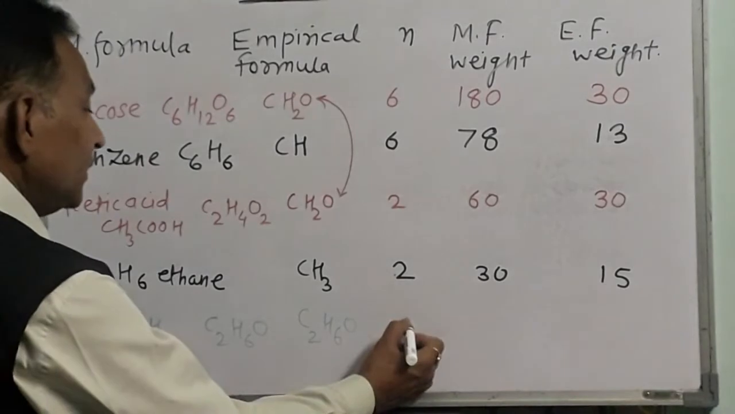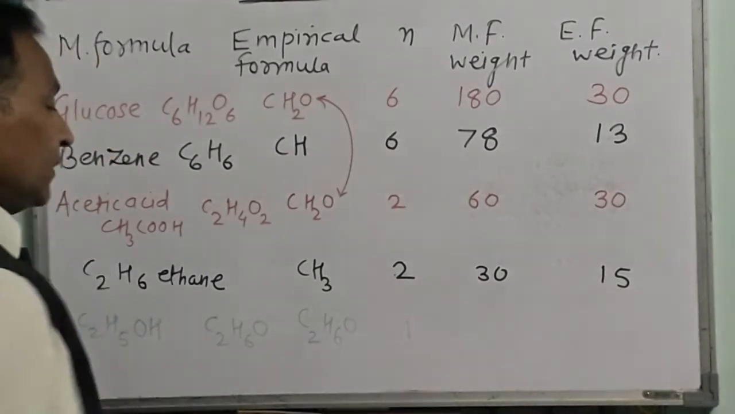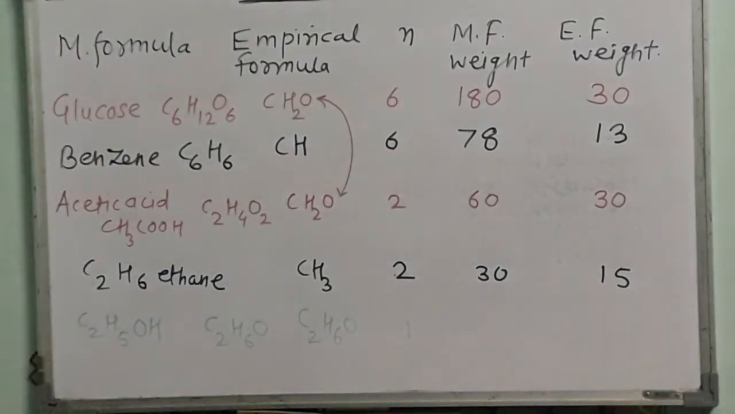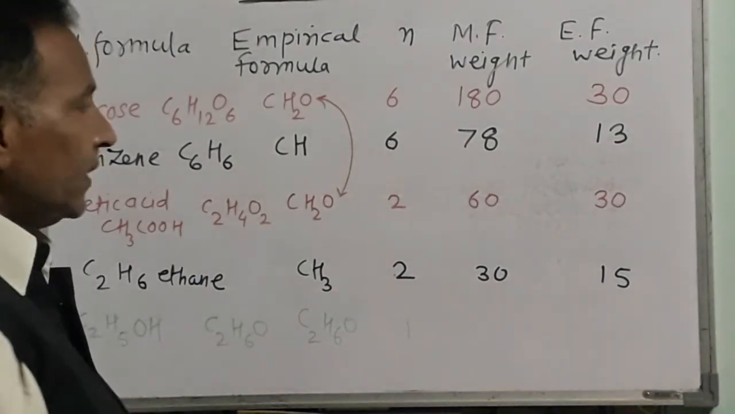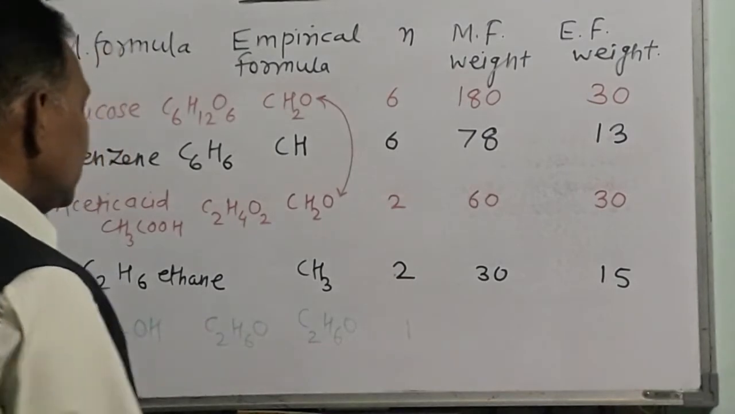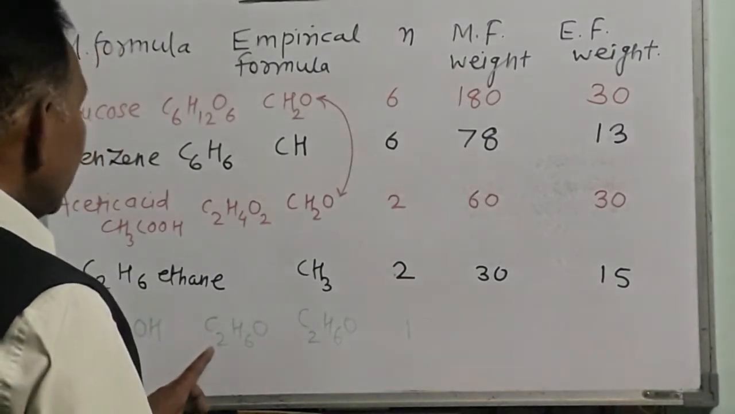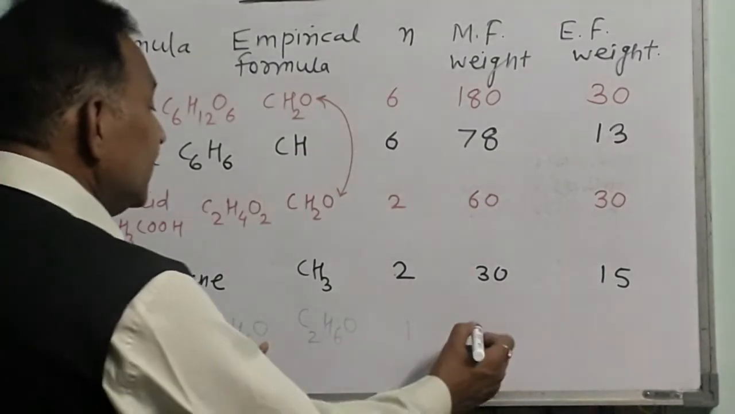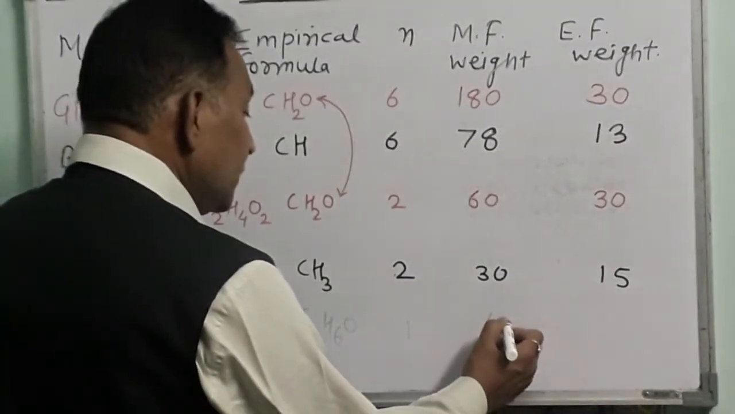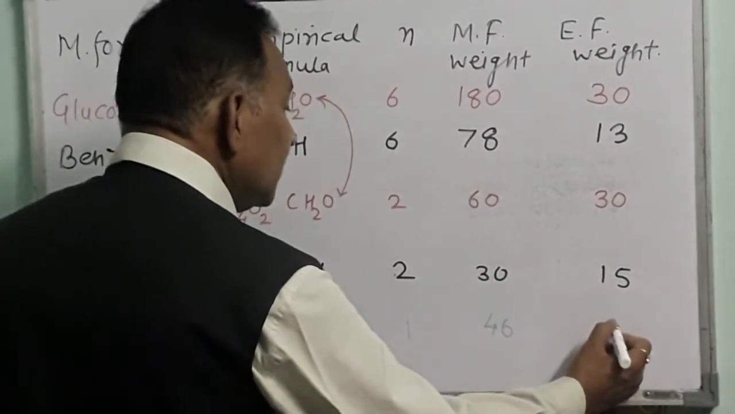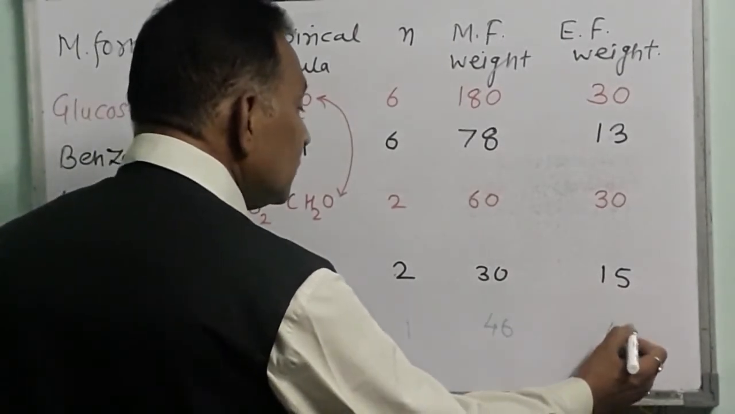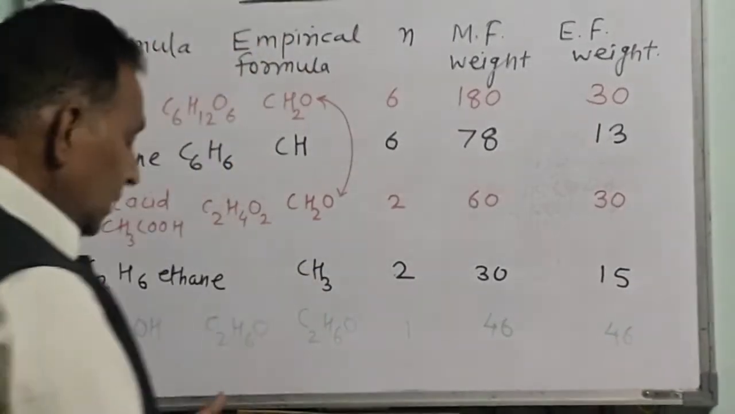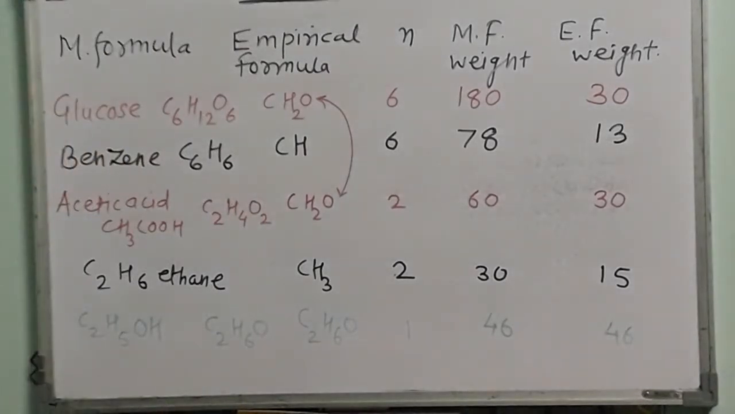What is the value of N? N here is 1. If you multiply by 1 to molecular formula, you will get empirical formula, and so on. Molecular formula weight and empirical formula weight will also be same. So here 24 plus 6, 30. 30 plus 16, that is 46 is the molecular formula weight, and empirical formula weight is also 46.